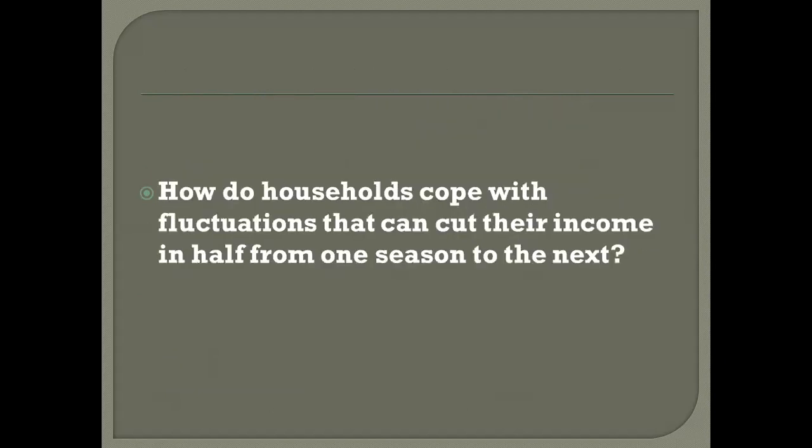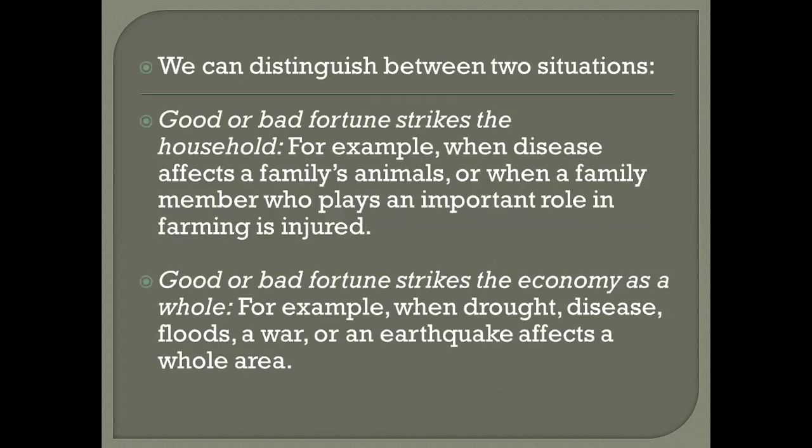Now, how do households cope with fluctuations that can cut their income in half from one season to the next? So the question is, how do households cope with these kinds of fluctuations? Suppose there is a decline in income from one season to the other, then how do households cope with that fluctuation in income? To explain this, we distinguish two types of situations.